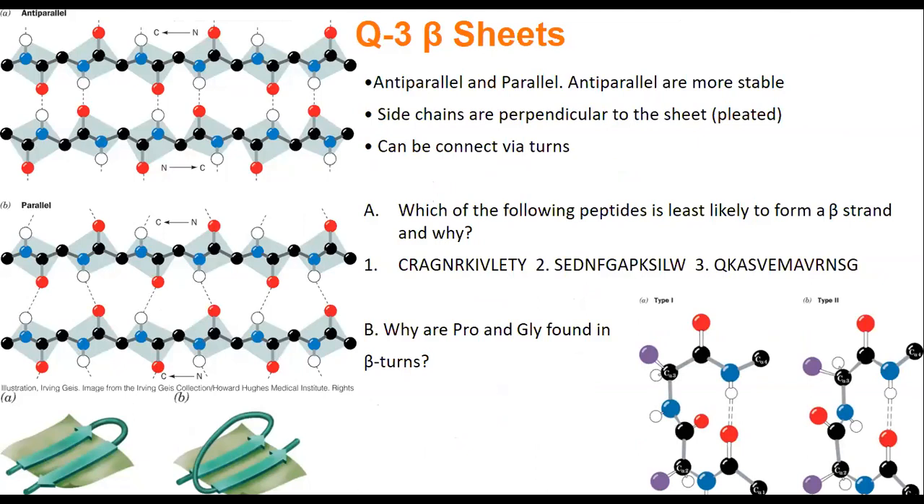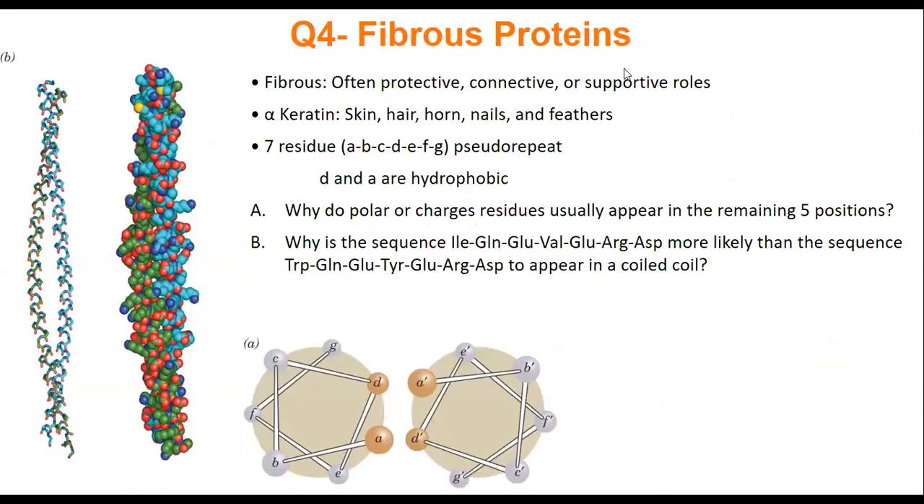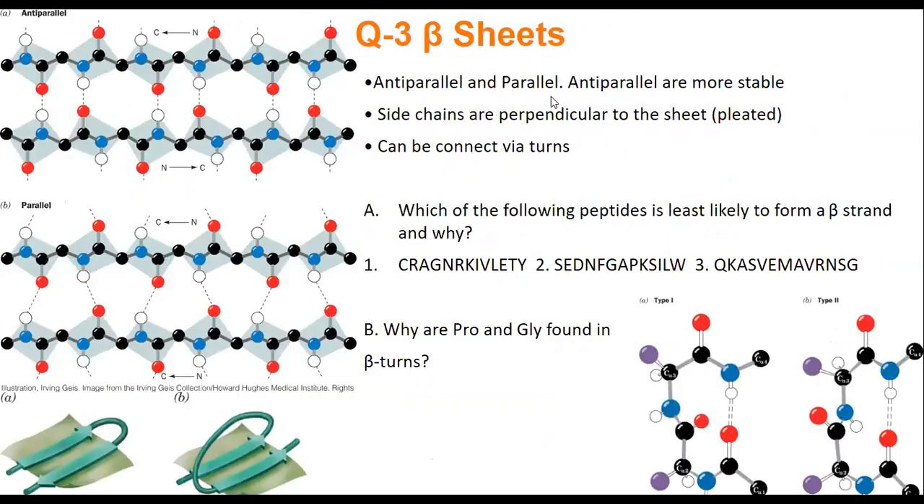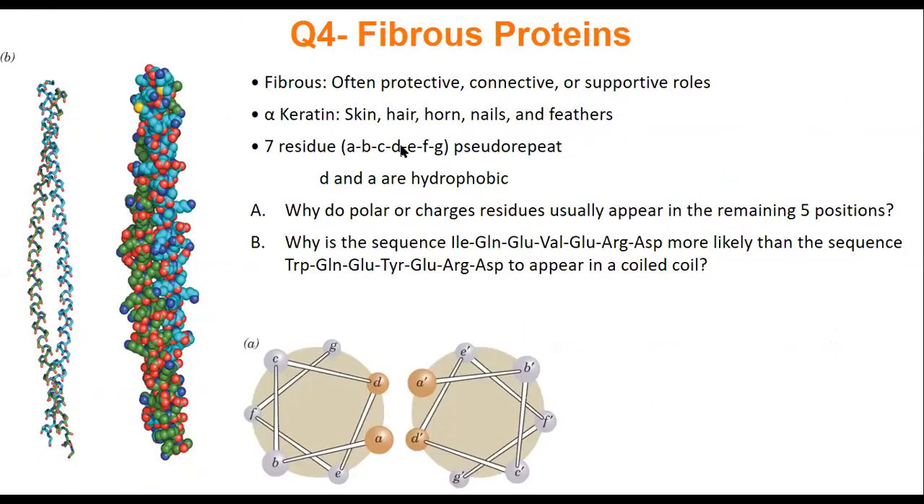Questions about that? All right. The last thing we have to talk about, the last couple of things. So we do have a question. What was A again? 2, because there's a proline. Proline cannot be in secondary structures. Okay.